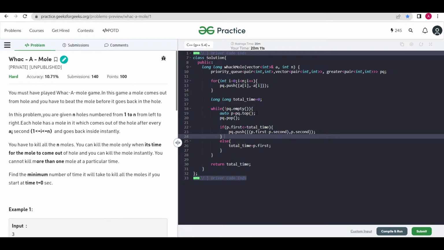So once we have pushed all the elements with the negative values as well in a pair form, while the pq is not empty, meaning all the moles are not killed, we'll be popping the top value, and each time we'll check if the first value of that pair is lesser than the total time. As we have already checked, let's suppose total time is 4, and the pair's first value is 3. Then that can't be killed, because the p dot first value is 3, so it comes out every 3 seconds, and we have already passed the 4th second, so we can't kill that.